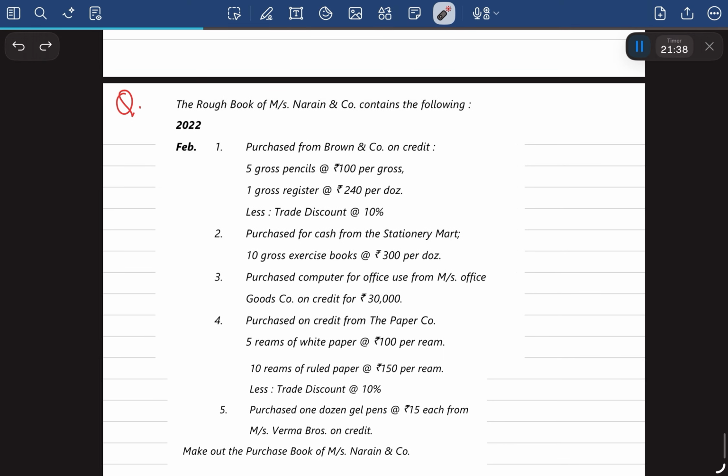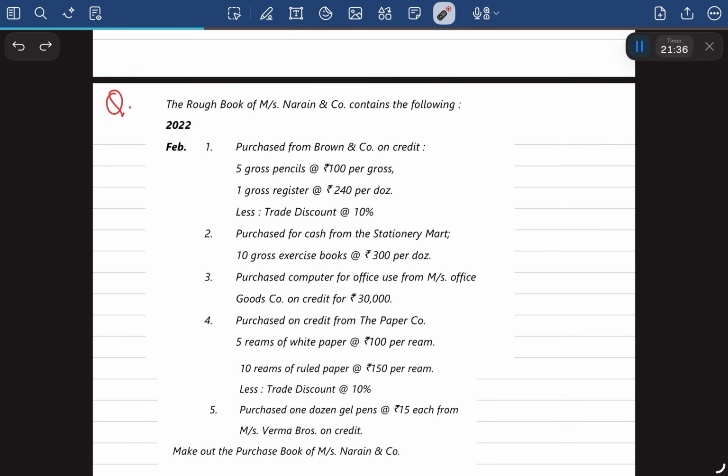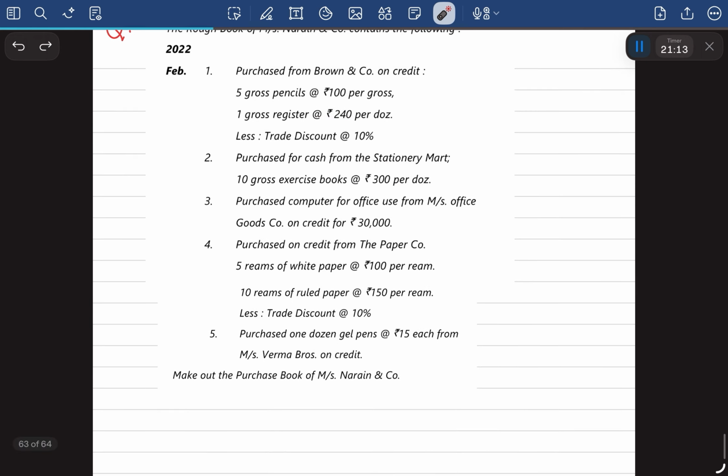So first read the question. The books of Messrs. Narine and Co. contain the following: 2022 Feb 1st. Purchased from Brown and Company on credit: 5 gross pencils at 100 rupees per gross; 1 gross of register at the rate 240 per dozen. Less trade discount at the rate 10%.